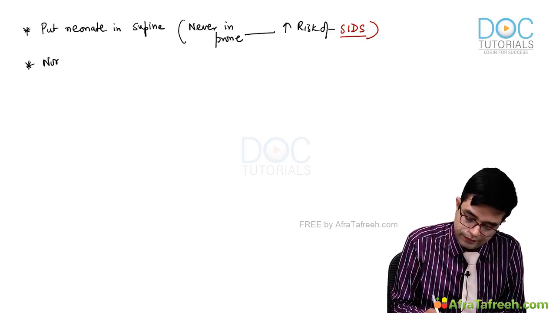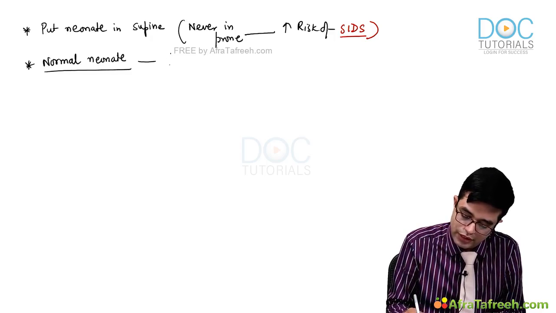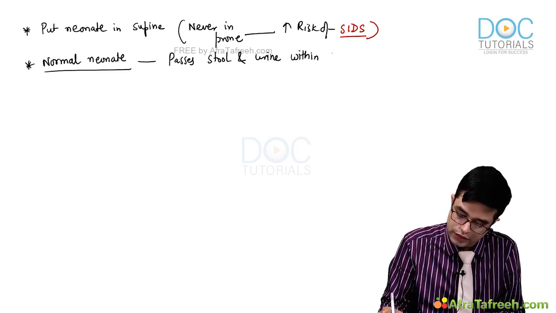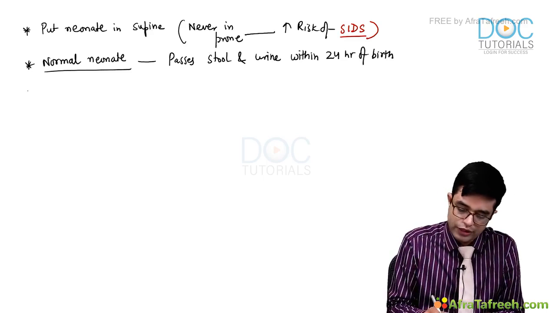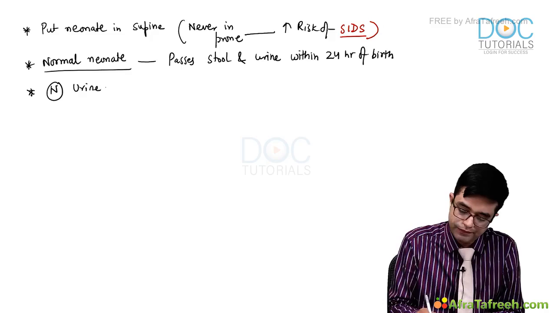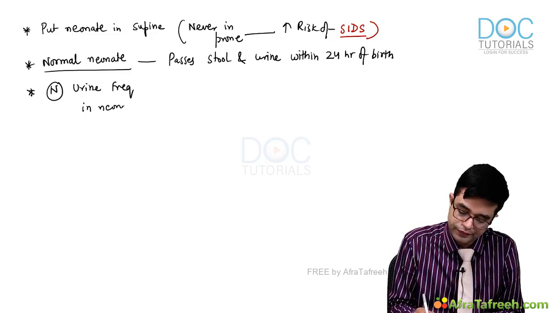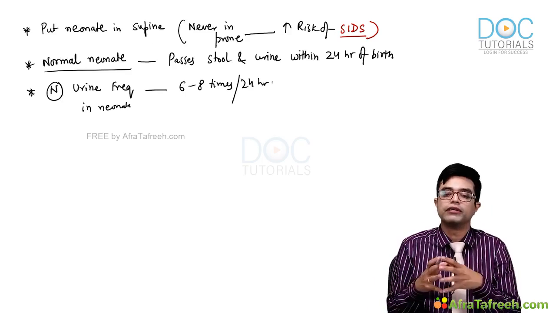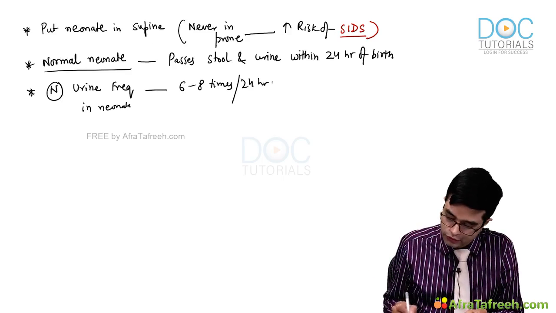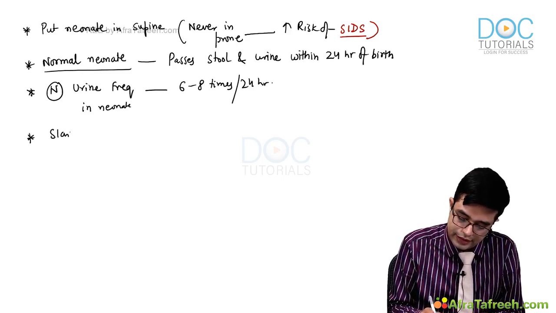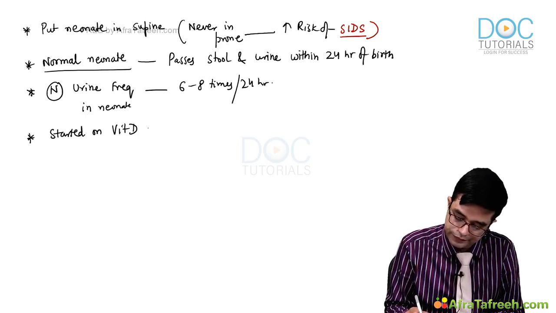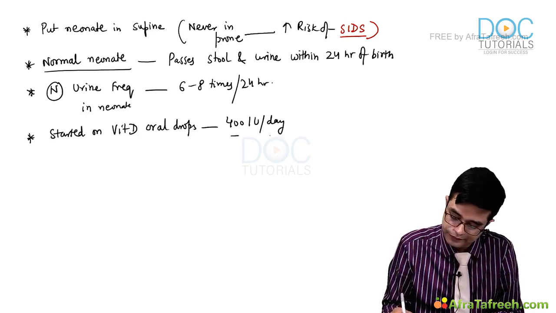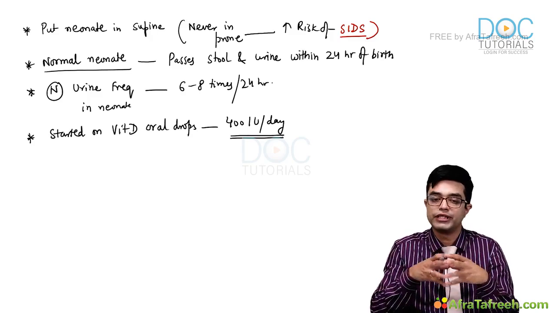A normal neonate passes stool as well as urine within 24 hours of birth. What is the normal urine frequency of a newborn? It is 6 to 8 times in 24 hours, but can be less or more depending upon the amount of feed the child is taking. All newborns are started on vitamin D supplementation, vitamin D oral drops in a range of 400 international units per day. They all require 400 international units per day.